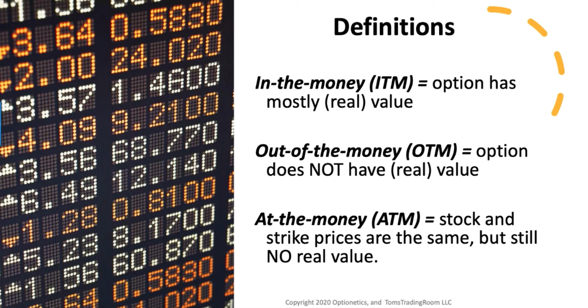And these are definitions on where the option is. If it's an in the money option, it has mostly real value, right? If it's an out of the money option, it has no real value. If it's at the money, this is where the stock and the strike prices are exactly the same or very close. The option will have no real value, but it does have the highest chance of becoming an in the money option, right? Because it's right there.